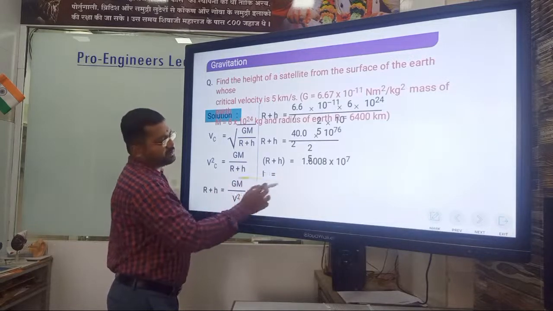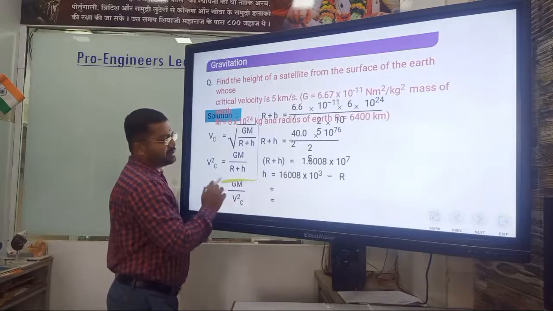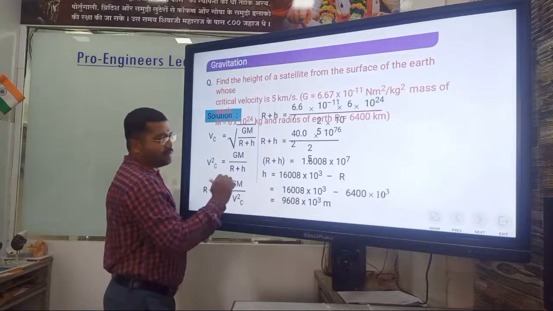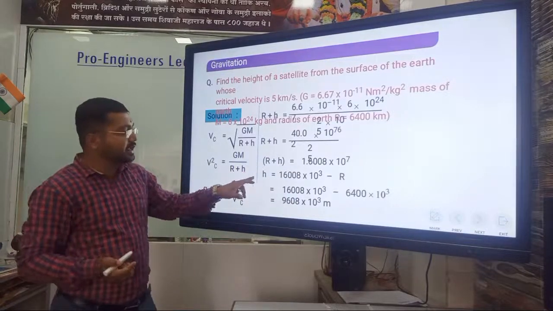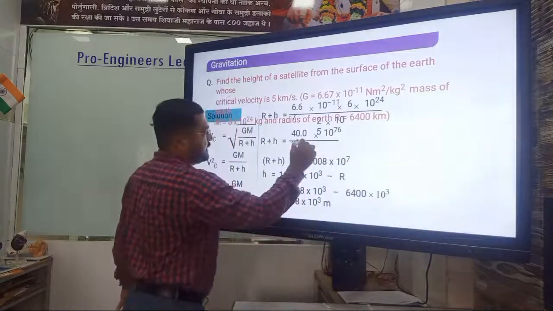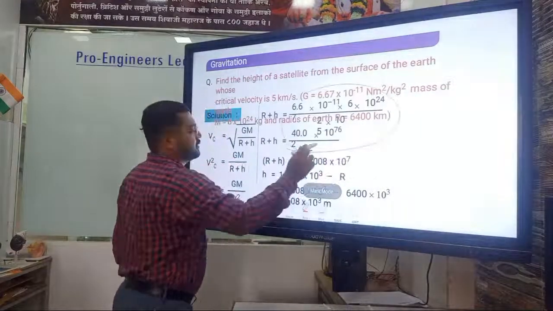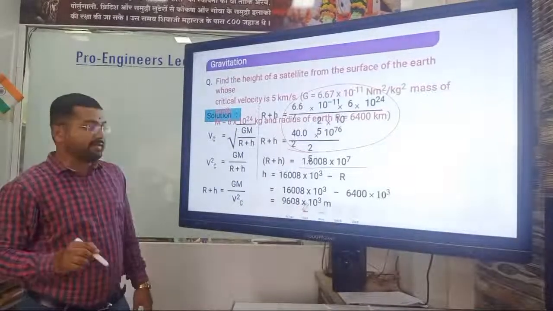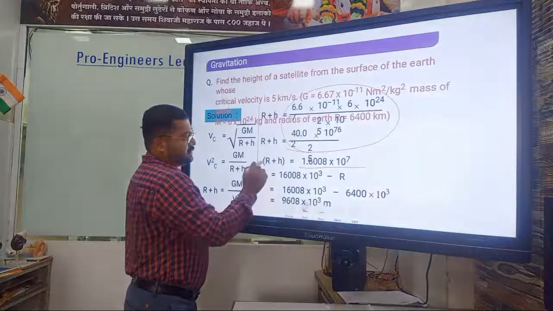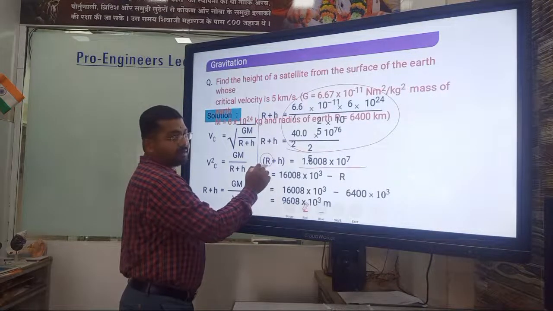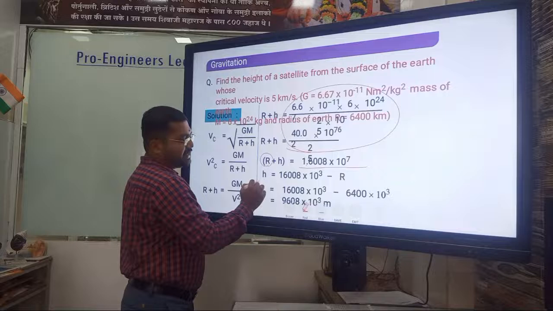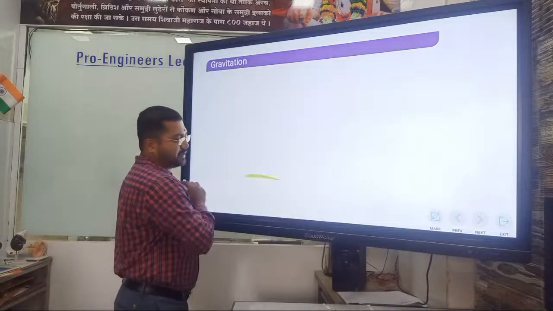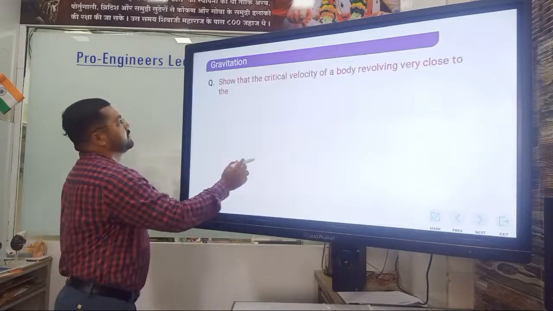So you can calculate that and you will get the answer 16008 into 10 raised to 3 minus R. Why minus R? Because we need to find only H. The answer for this calculation is 1.6008 into 10 raised to 7, but we have to subtract this R from this value, so we will get H, and that H is 9608 into 10 raised to 3 meter. That was our answer. Next question.